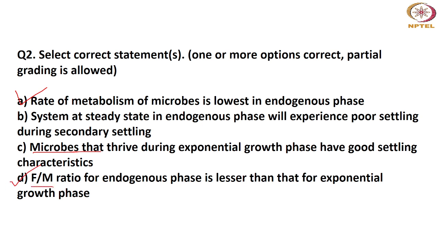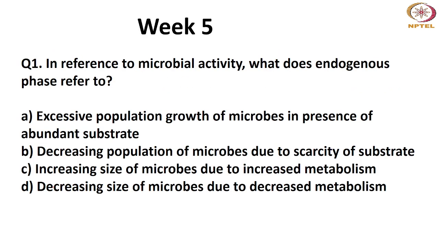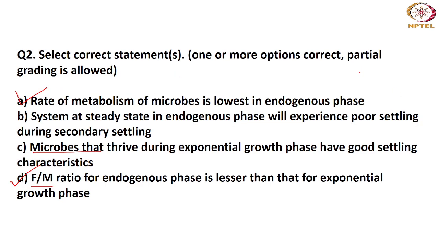This one is already connected to the first question which we have done. There was also one option about the scarcity of the substrate, which was related to this endogenous phase. So obviously the F by M ratio for the endogenous phase is lesser than that for the exponential growth phase. Why? Because the food is less. This is nothing but the F by M ratio, a simple thing. Microbes are more and food, the substrate, is less. So in the endogenous phase, the F by M ratio is low compared to the exponential growth phase.